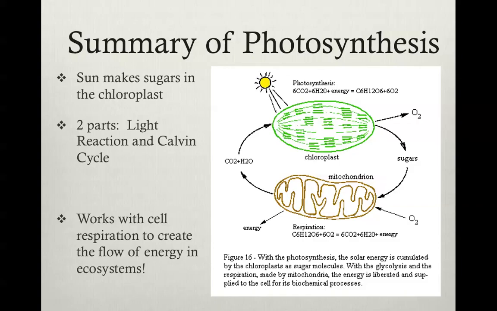So the summary of photosynthesis is the sun makes sugars in the chloroplast, the 2 parts being the light reaction and the Calvin cycle, and the fact that it works with cell respiration to create the flow of energy in ecosystems. So if you see the chloroplast, which has photosynthesis occur, and the mitochondria, which is where respiration occurs, you'll see that the sugars move from the chloroplast to the mitochondria, and then the CO2 and water move from the mitochondria to the chloroplast. So they are actually opposite reactions of each other.